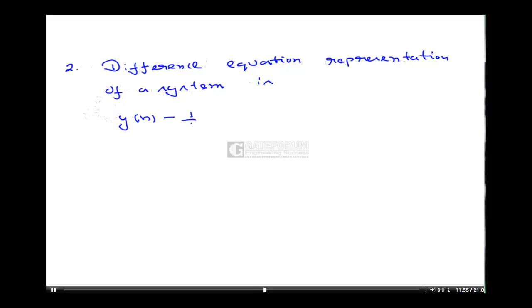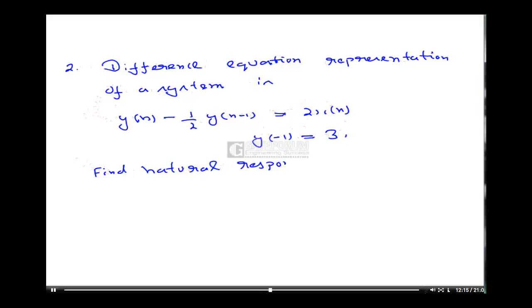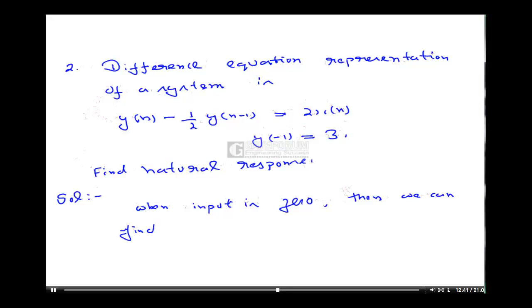y[n] minus 1/2 y[n minus 1] equal to 2x[n]. y[minus 1] is equal to 3. For this, find the natural response. Now what is this natural response? See, the natural response of this system is when the input is 0, then whatever the behavior of the system is, that is the natural response. Then we can find the natural response.